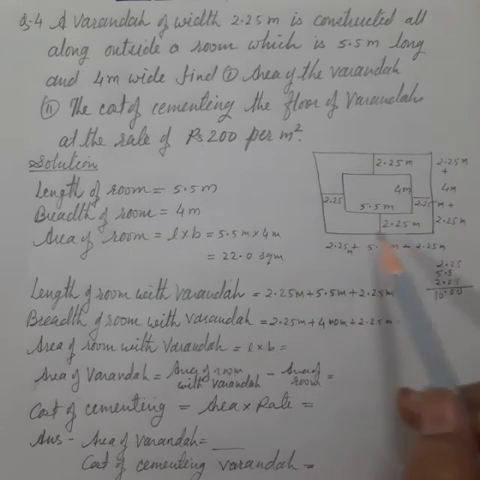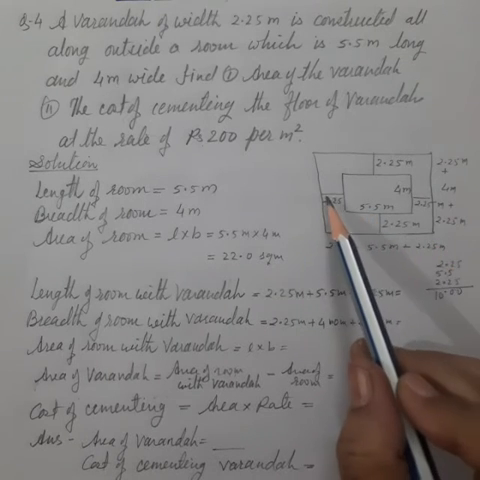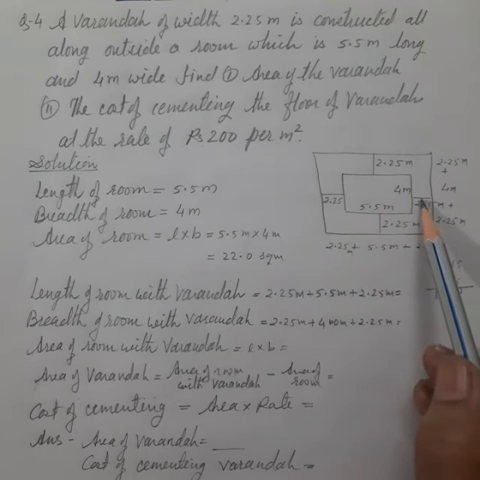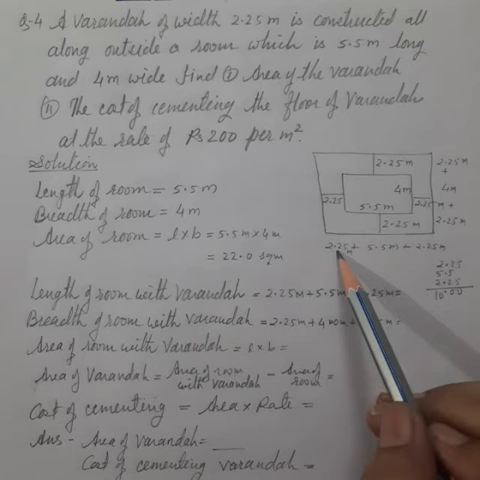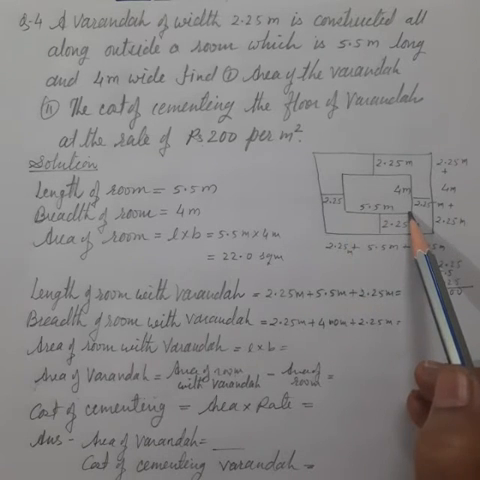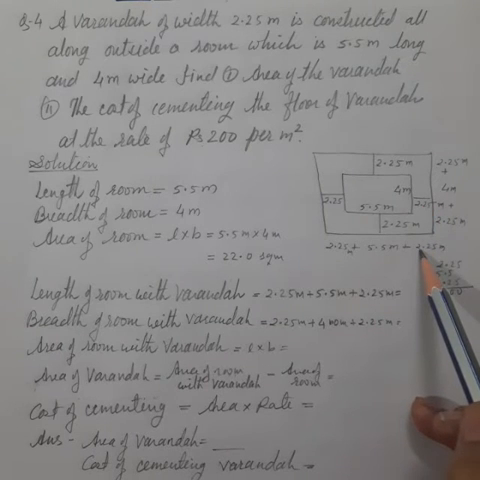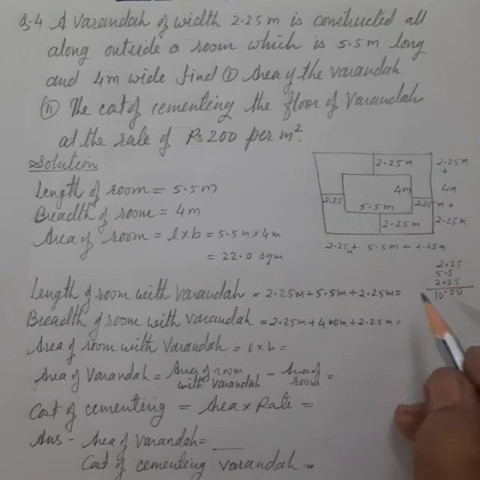To find the area of the outer rectangle, here we want the length. Here the width of the veranda is 2.25. From here also 2.25. So find out the total length. 2.25 meter plus this length of the room 5.5 meter and again the width of the veranda 2.25 meter. Total we get 10 meter.